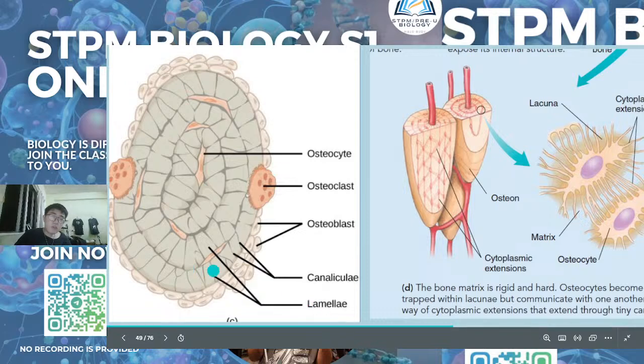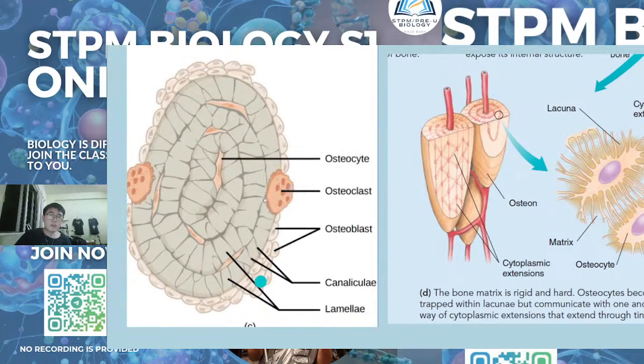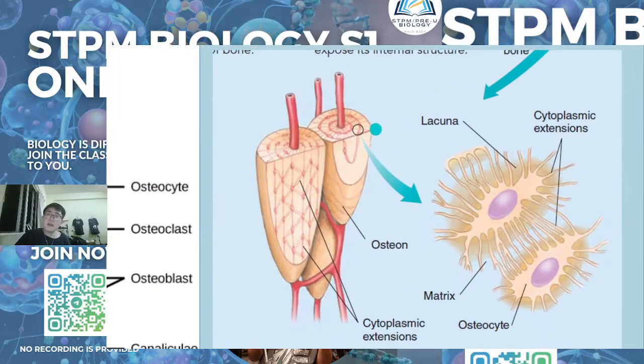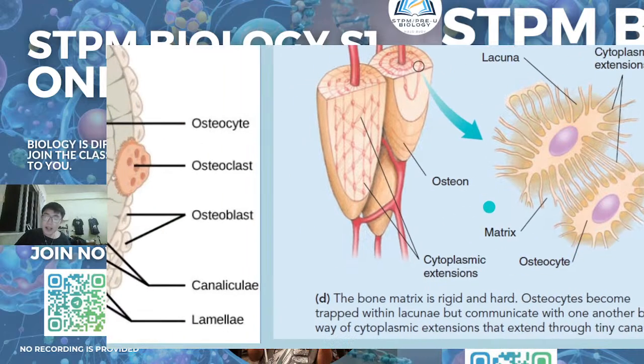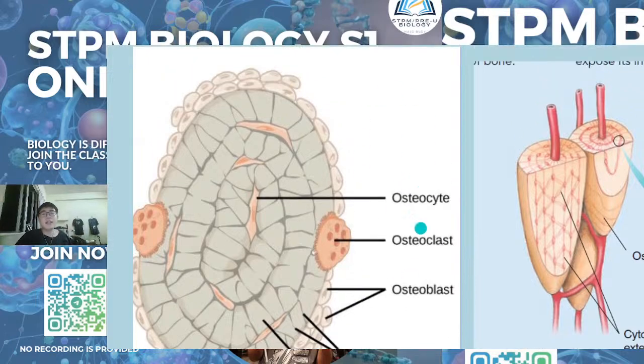And then there are also lamella here, and surrounding here we have osteoblast, and then we also have osteoclast. All of these I will explain later, what they are and what their functions are. You see here, also the same. This one is osteon. When you enlarge the osteon structure, you can see there are lacuna, there are osteocytes here. And then there is also the matrix layer.